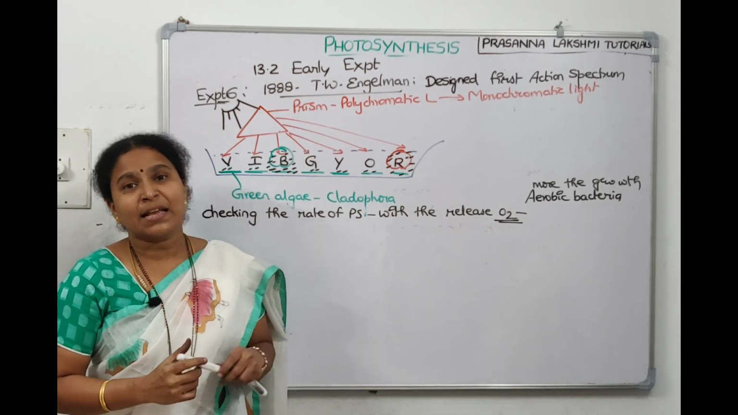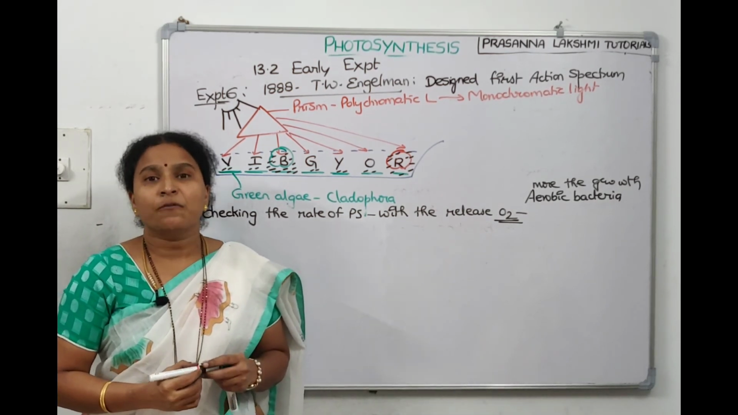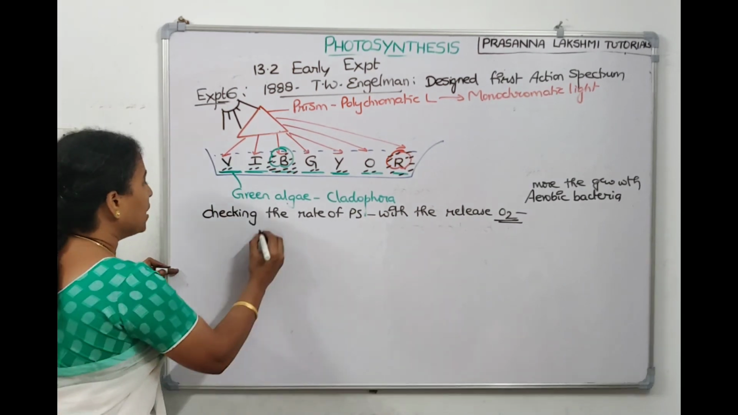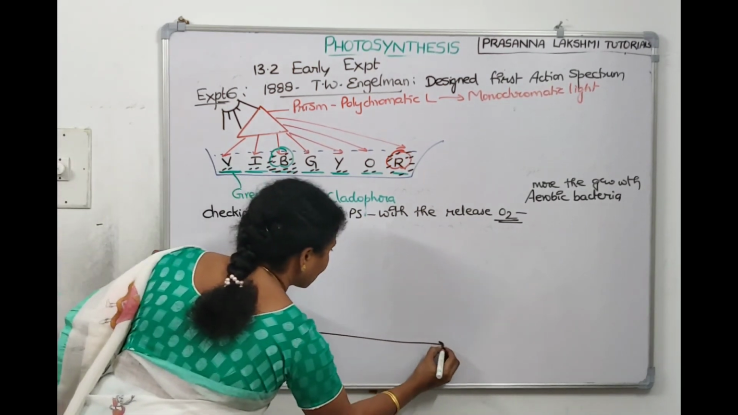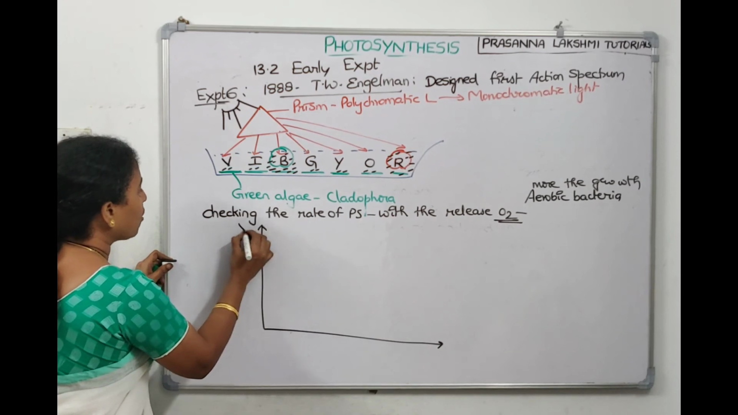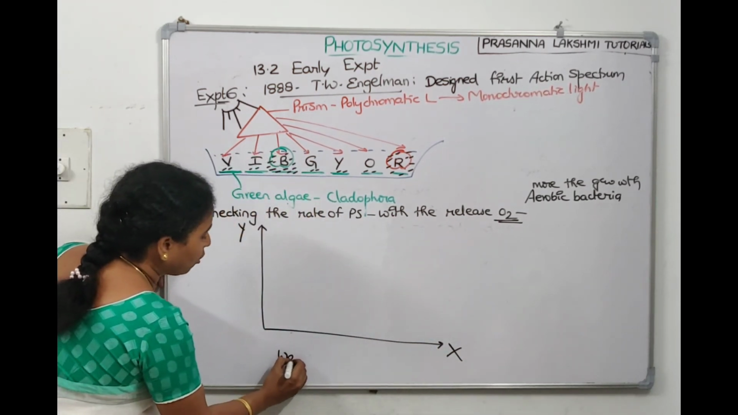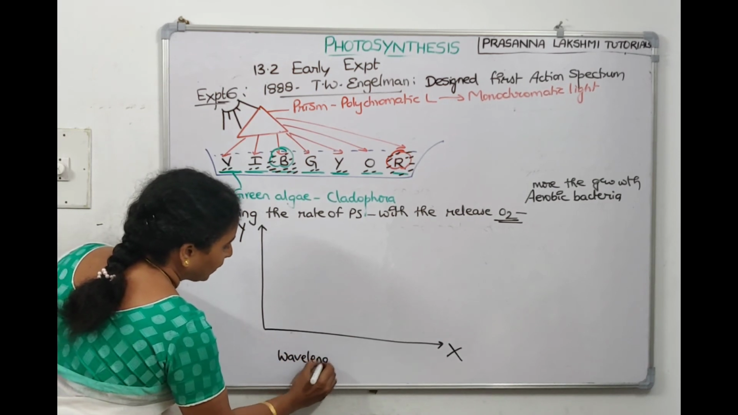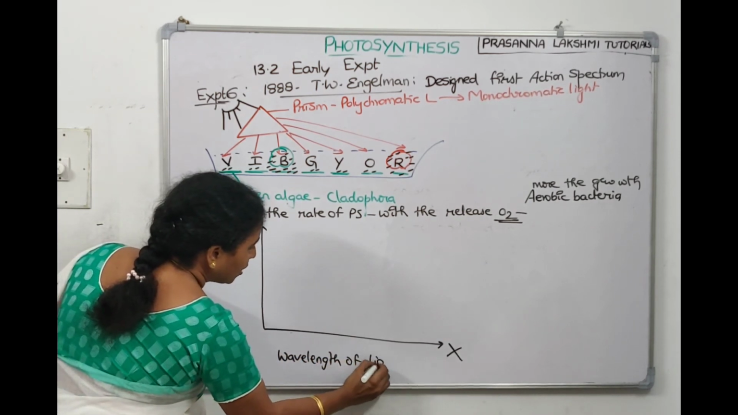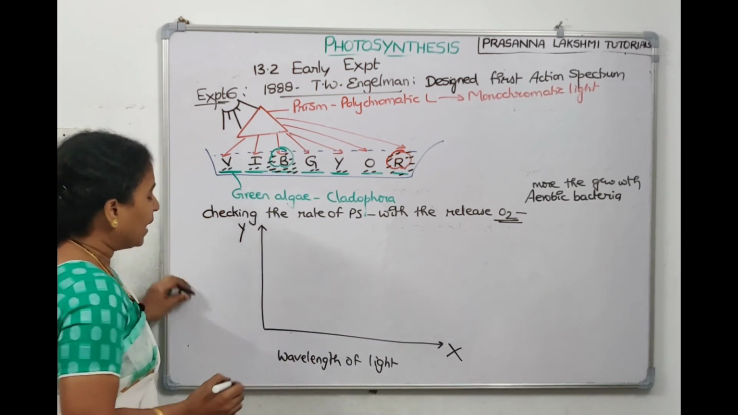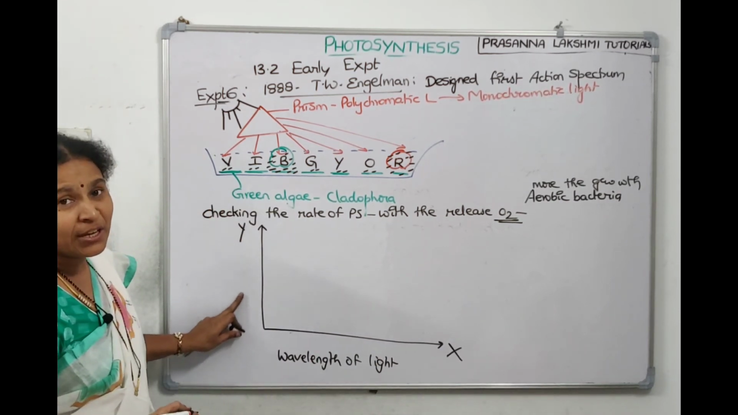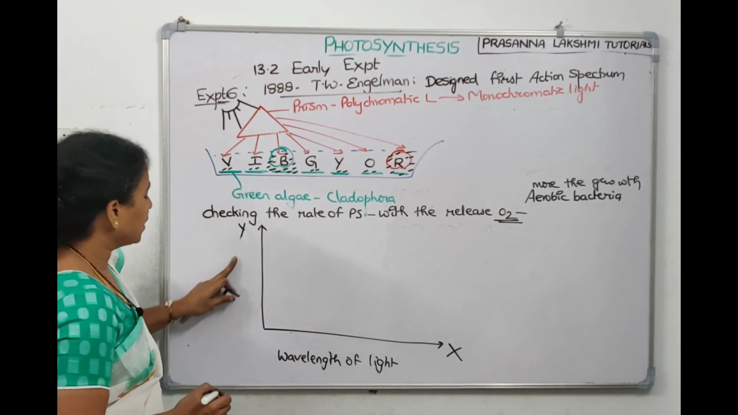So after this, he has drawn the first action spectrum. What did he take on the y-axis? What did he take on the x-axis? The wavelength of light he took on the x-axis, and on the y-axis he is checking the rate of photosynthesis.